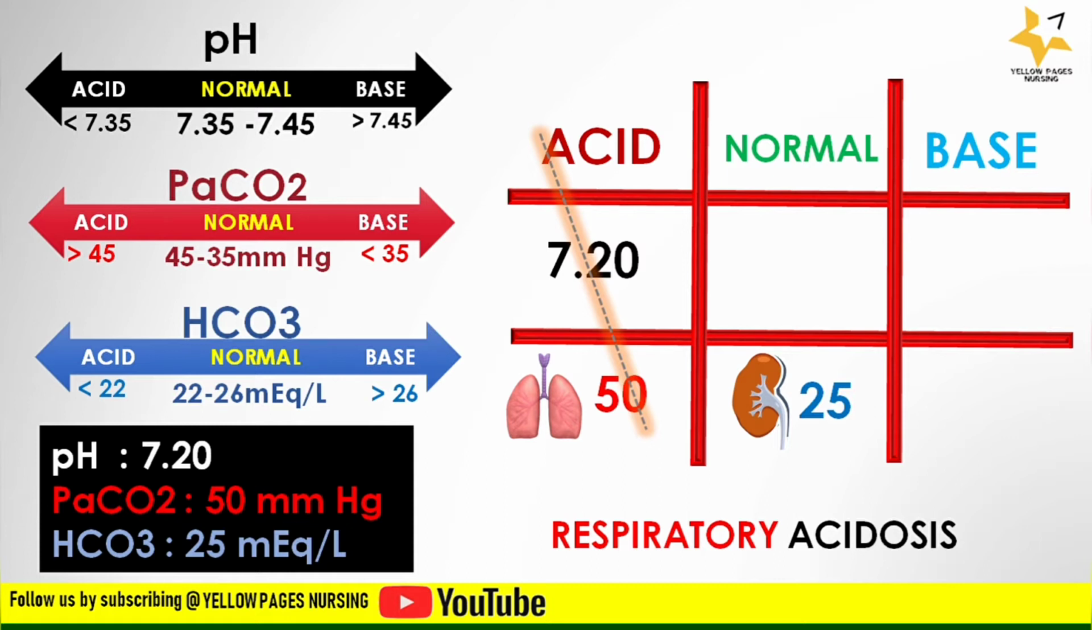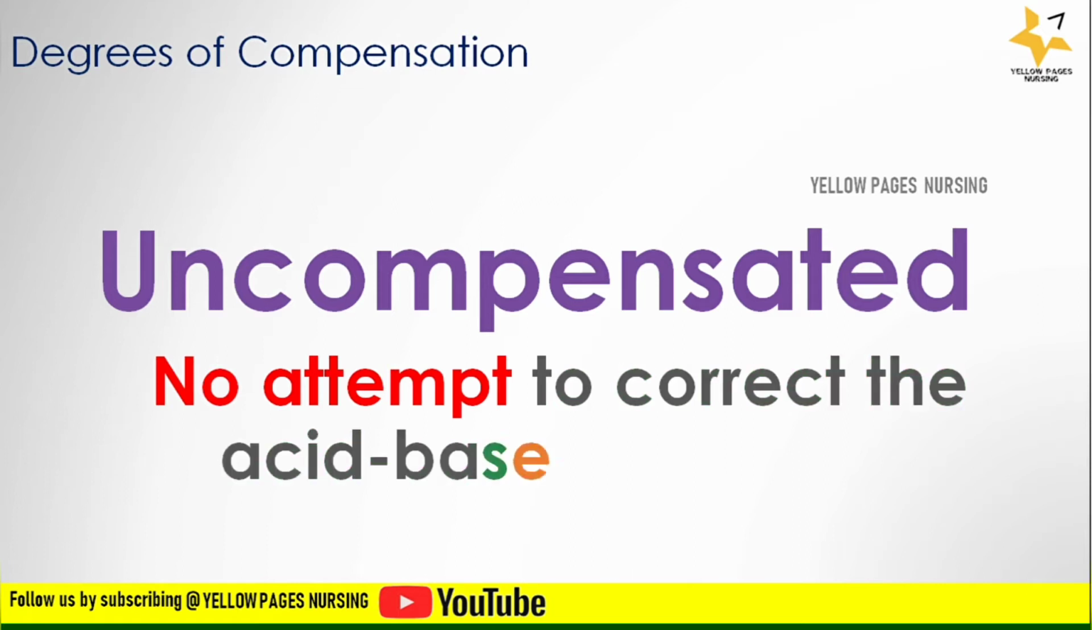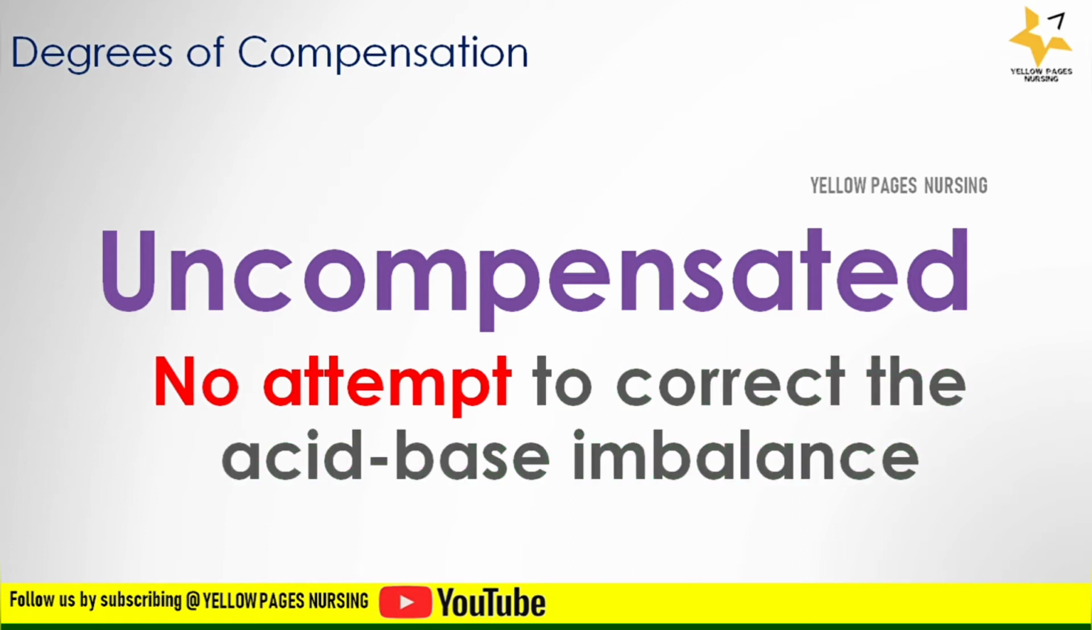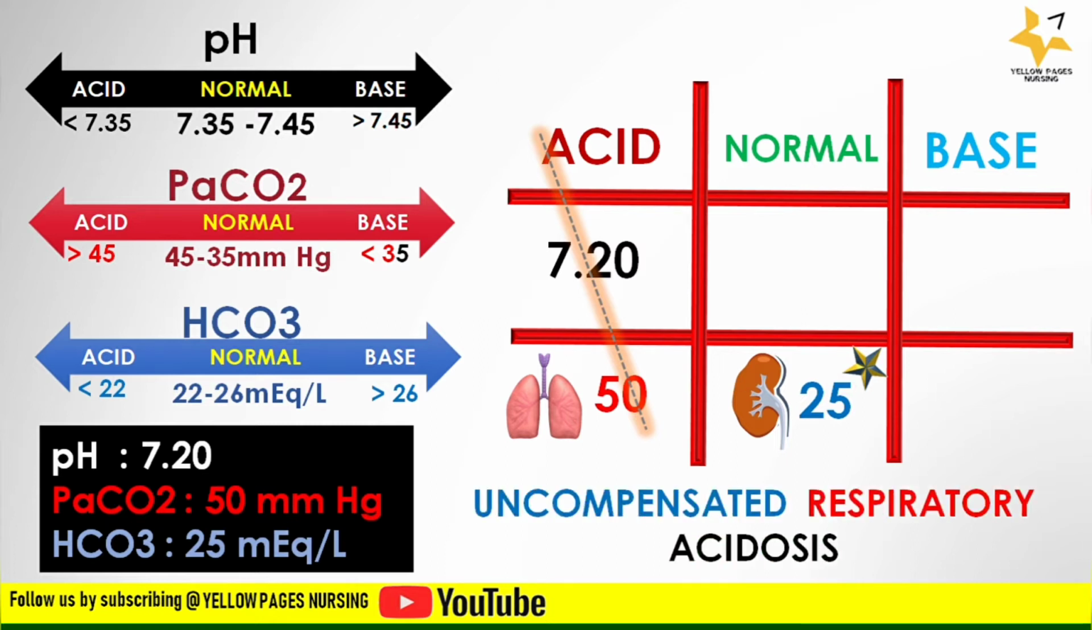Looking further into the example, let's discuss if it is an uncompensated or compensated or partially compensated respiratory acidosis. Let's discuss what is uncompensated first. When there is no attempt to correct the acid-base imbalance, we refer to it as uncompensated. And looking back into the first example, value of bicarbonate falls in the normal state, which has not undergone any change to correct the imbalance, and hence we say it is an uncompensated respiratory acidosis.